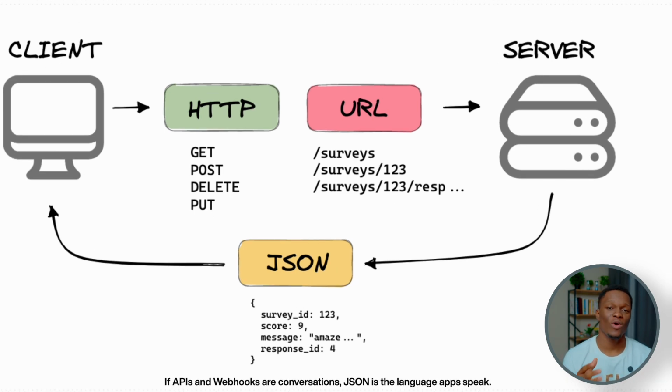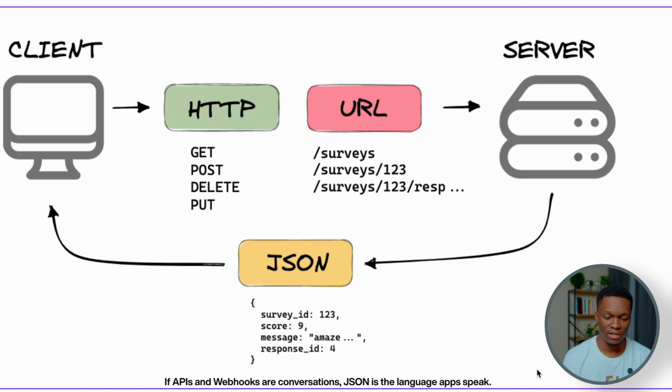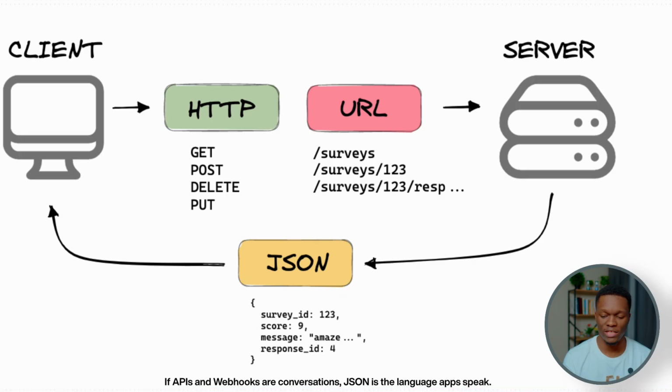If APIs and webhooks are conversations between two apps, JSON is the language they speak. It's a very specific data format that is very easy and simple to understand. The way it's formatted is always between two curly brackets. You have keys and values. For example, here, one key is survey ID and the value is 123. Another key is score and the value is 9. This is a standard way of communication between different apps, so you hear JSON a lot.